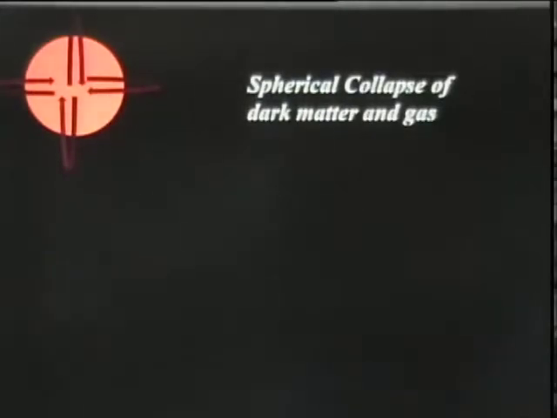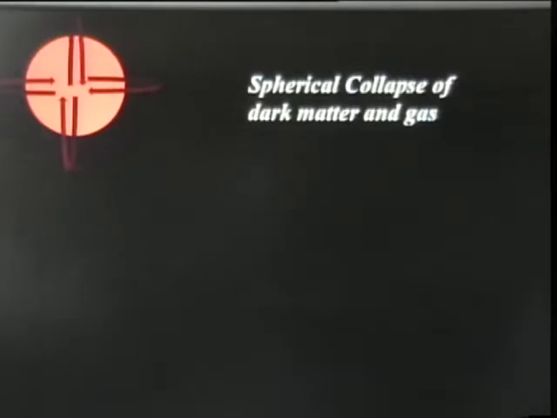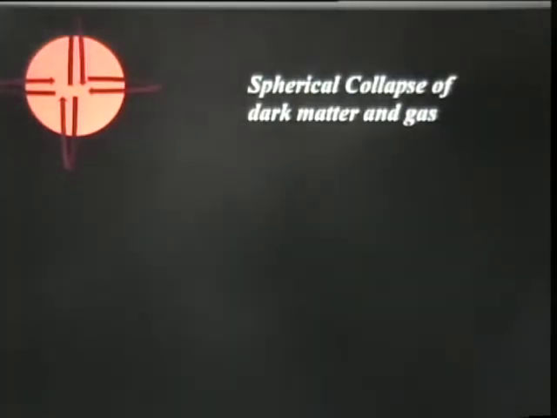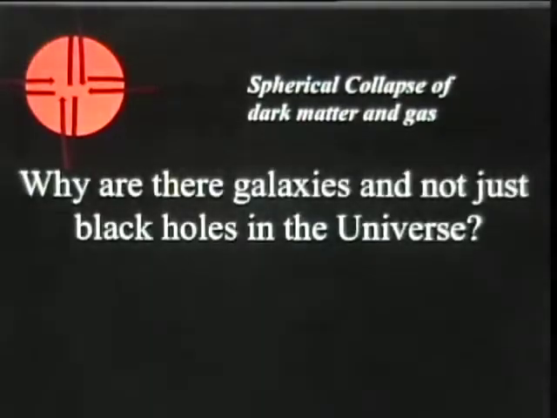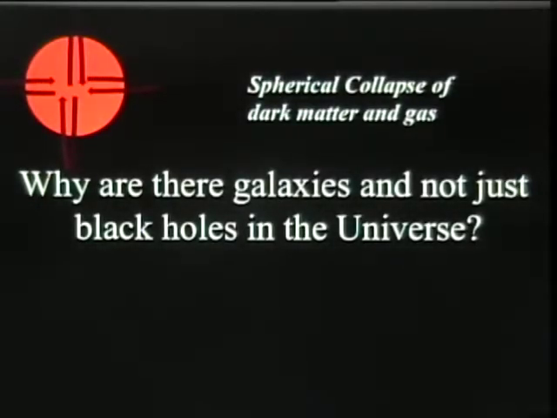I discussed a model for the formation of objects, in particular spherical collapse that results in the formation of galaxies and other objects in the universe, in which an overdense region expands initially, then reaches maximum expansion and collapses to make an object. Now, if this collapse was perfectly spherical, one would make a black hole. So why are there galaxies instead of just black holes in the universe?